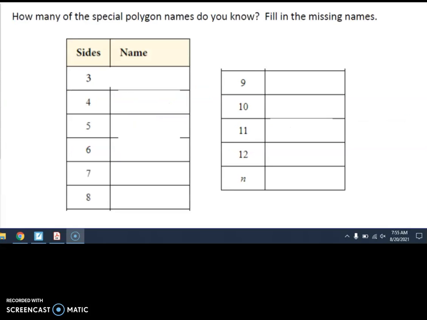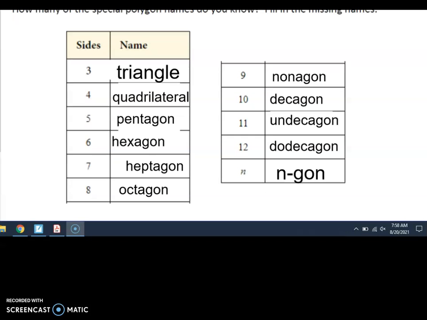So how many of the special polygon names do you actually know? You need to know all the names for 3 through 12, and then we do have a generic name that we give for the n. So complete those and then turn the video back on when you're ready.